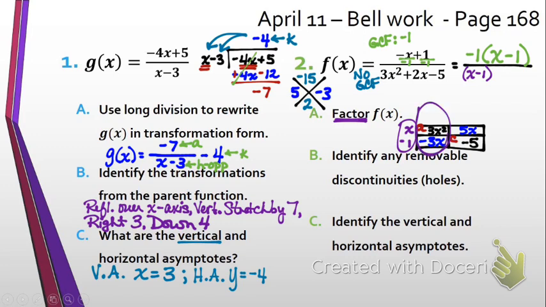What about vertically, what can I take out? 3x. 3x. And what about here? 5. Positive or negative 5? Positive. Positive 5.